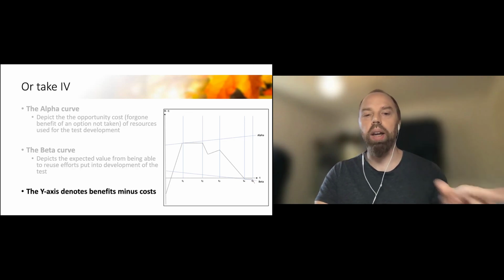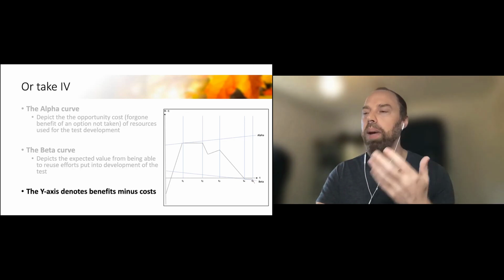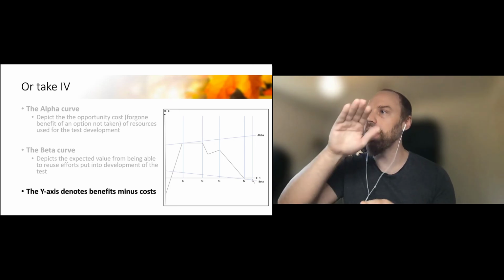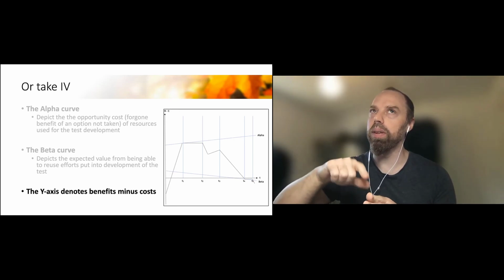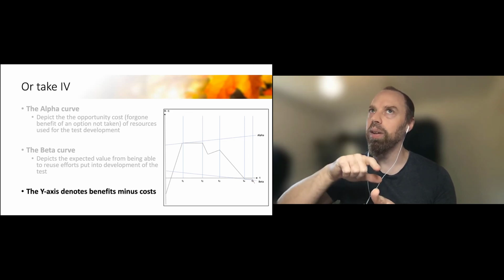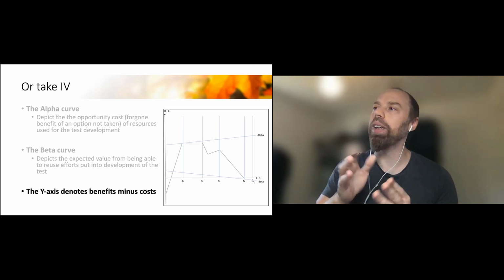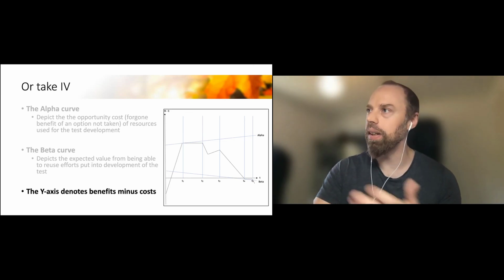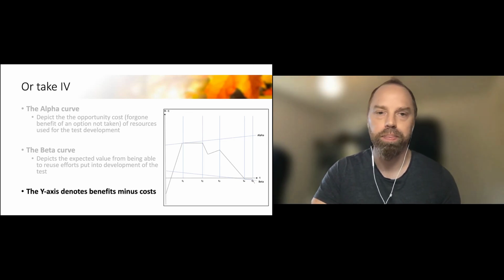So the y-axis here, as I mentioned, denotes the benefits minus the cost. So it calculates here what the net value is. As long as the derivative is positive, we're getting a net benefit. As soon as it's negative, we get a net loss.